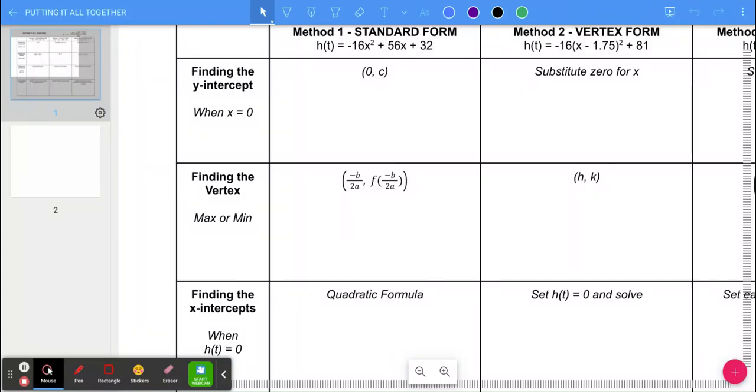All right, guys, this is the one sheet that you can use on your summative. So I'm going to go through this in case you didn't want to just copy it down.